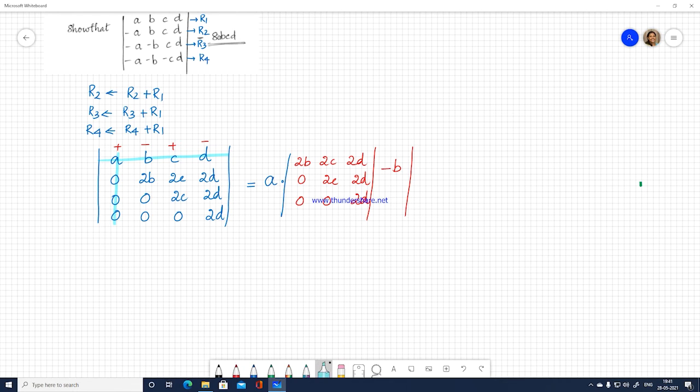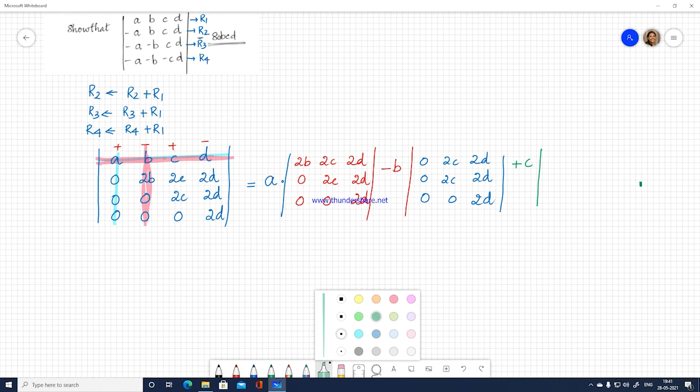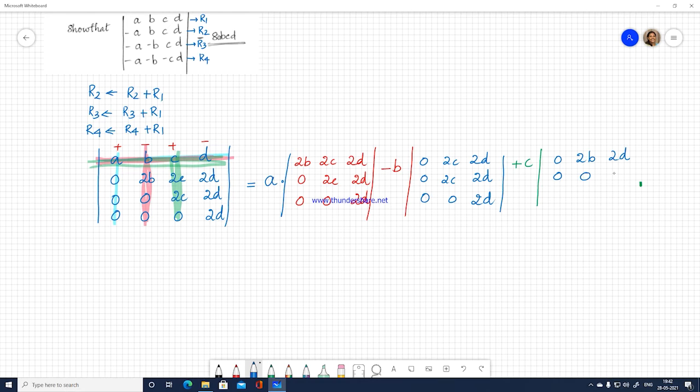What is the next thing? You need to cover the element containing b, its column and row. We get another submatrix: 0, 2c, 2d, 0, 2c, 2d, then 0, 0, 2d. Then we have plus c into. Using another highlighter, cover the column containing c and its row. We'll get 0, 2b, 2d, 0, 0, 2d, 0, 0, 2d.